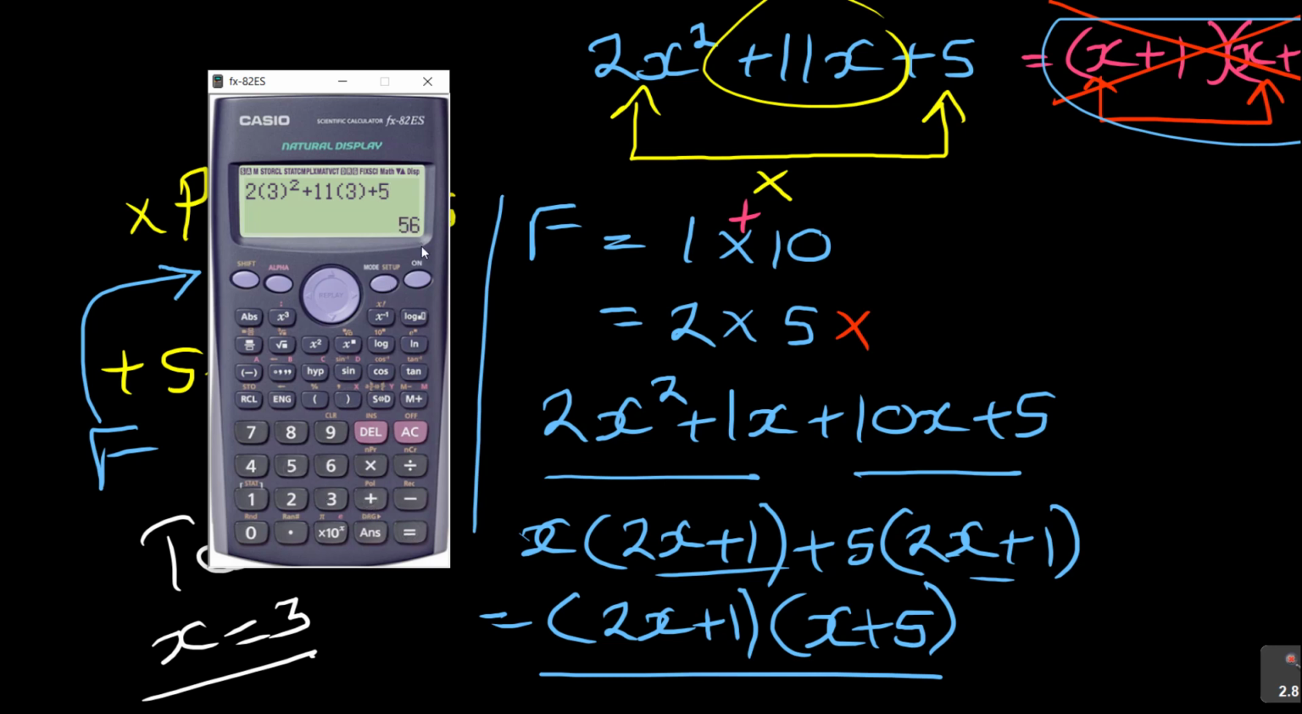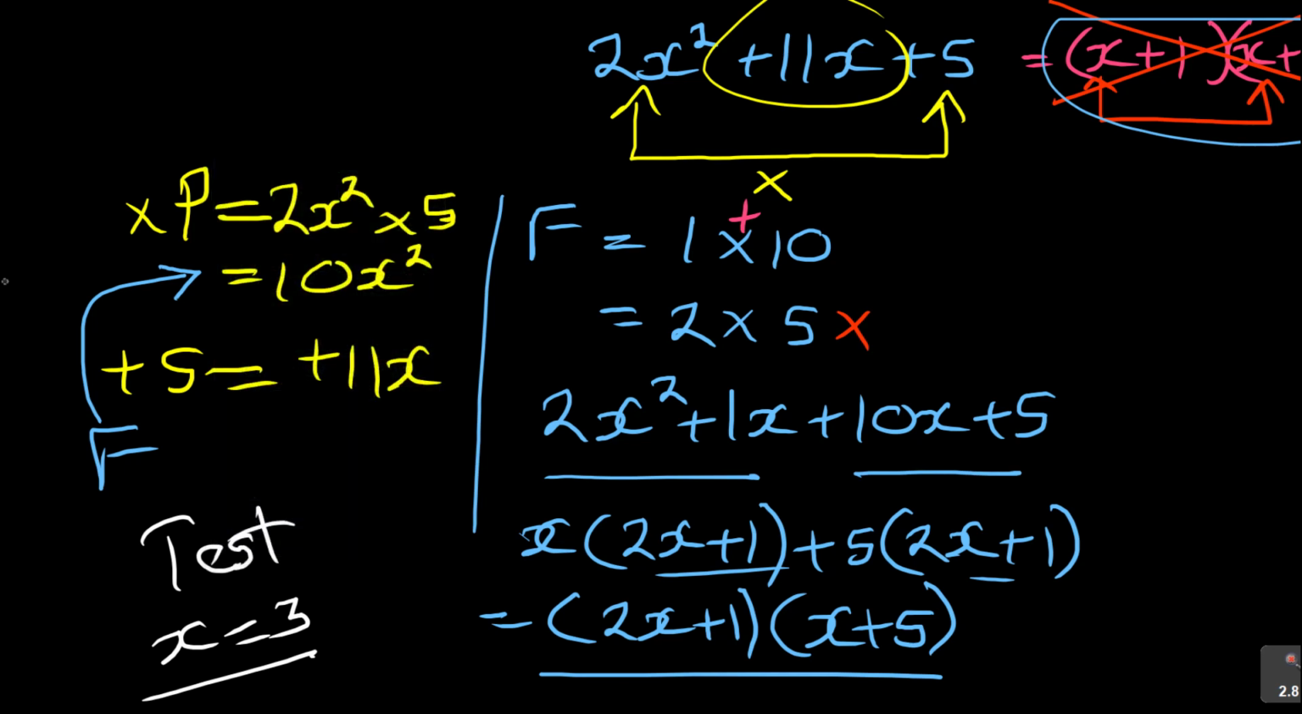I'm getting what? 56. Let's do the final one. 2 bracket 3 plus 1, then close it, open it, 3 plus 5. It was what? 3 plus 5, not times 5. It was 30. Was it 56? I'm confused now. This is giving me 56. Let's go to the first one. 2 bracket 3 squared plus 11 bracket 3 plus 5. It must give us 56. 56, okay. So that is the answer, guys.